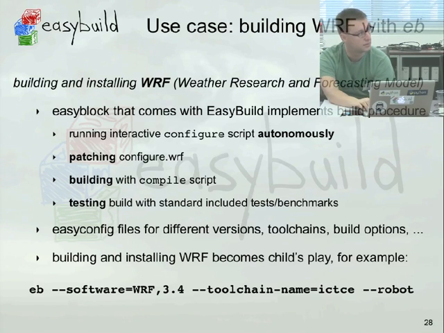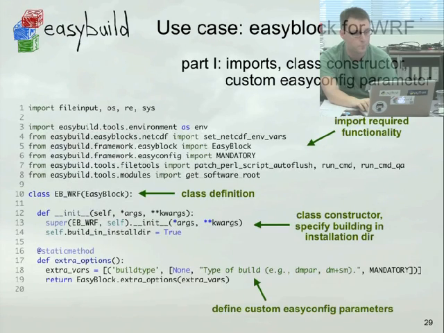So instead of fiddling about and spending quite a bit of hours on this, you just do it like this. If you take a closer look at the EasyBlock, so the Python module, you have to reduce. The stuff I'm showing here is a very condensed version of the actual WRF EasyBlock, but it works. If you copy paste this, it will work.